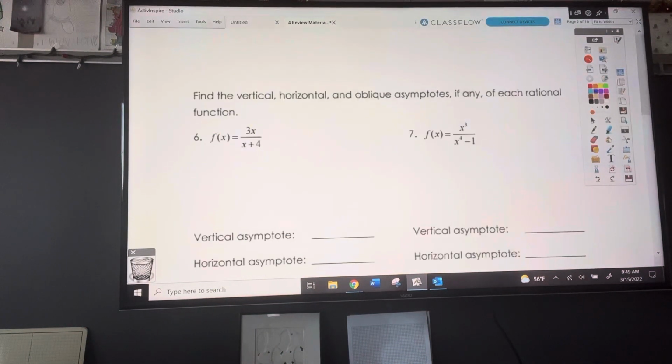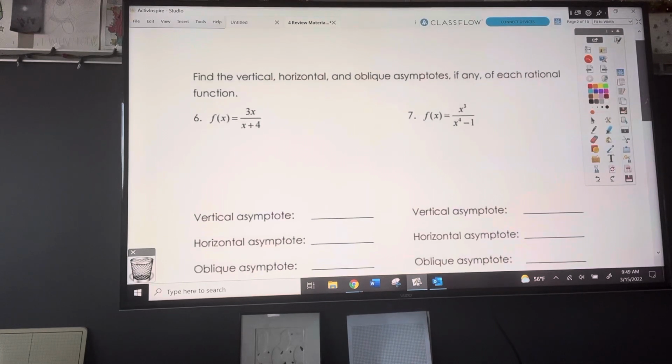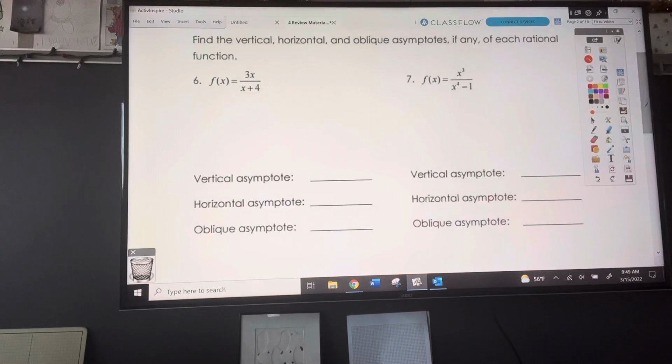All right, going to number 7. So number 7 and number 9 have the same directions. They ask you to find the vertical, horizontal, and oblique asymptotes, if there are any. So number 7 first needs to be factored.